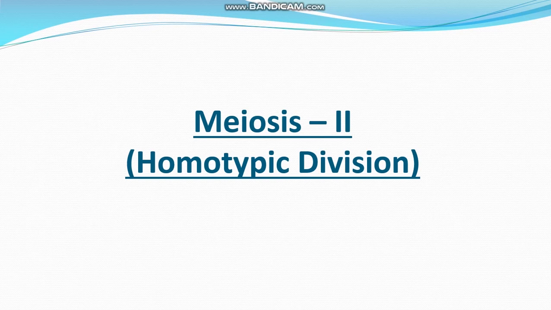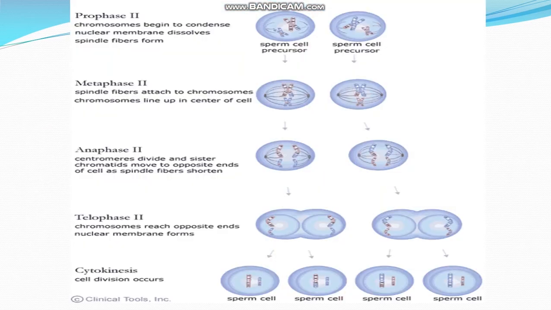Meiosis 1 is followed by meiosis 2. Meiosis 2 is also known as homotypic division, as we already saw. Homotypic division is divided into prophase 2, metaphase 2, anaphase 2, telophase 2, and cytokinesis, where cell division occurs. During prophase 2, as you can see, the chromosomes begin to condense, the nuclear membrane dissolves, and spindle fibers form. During metaphase 2, the spindle fibers attach to the chromosomes. Chromosomes line up in the center of the cell.